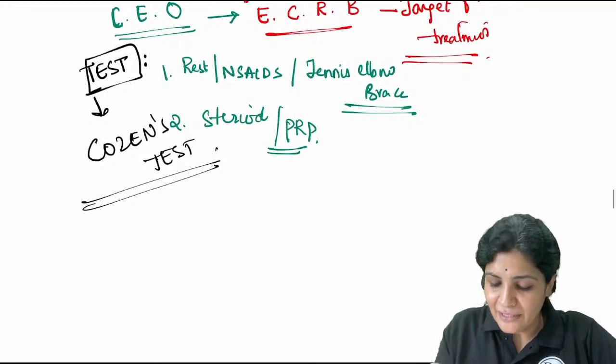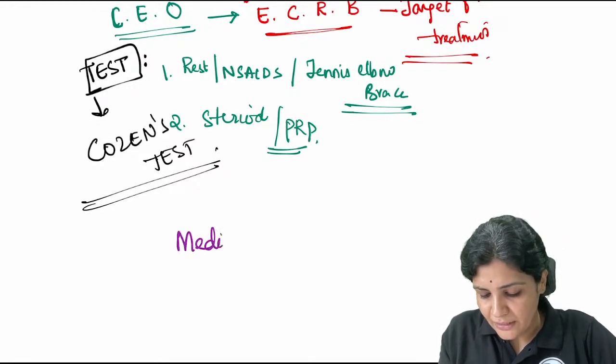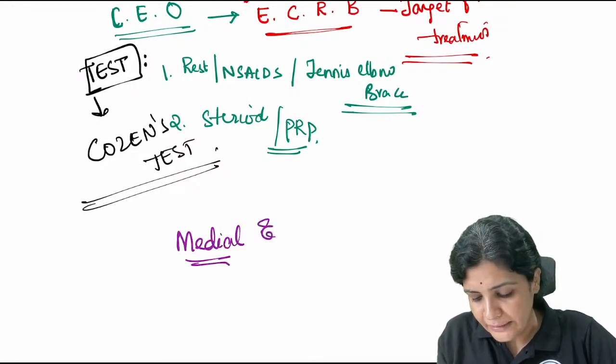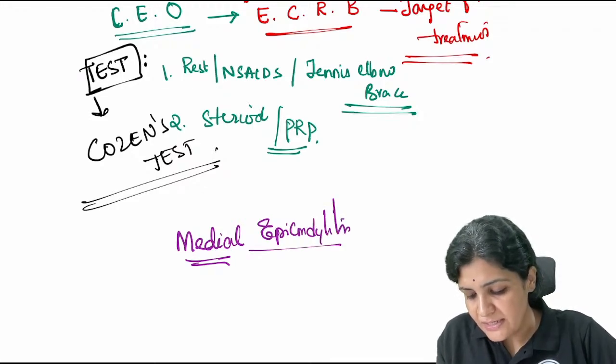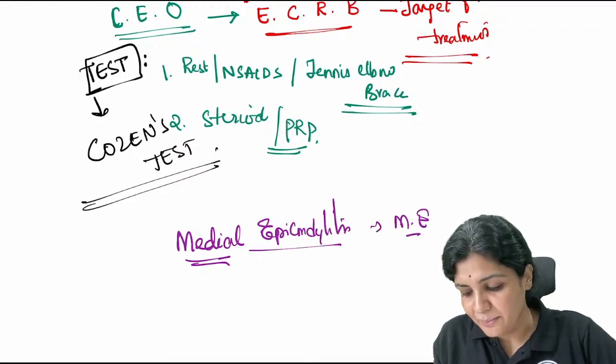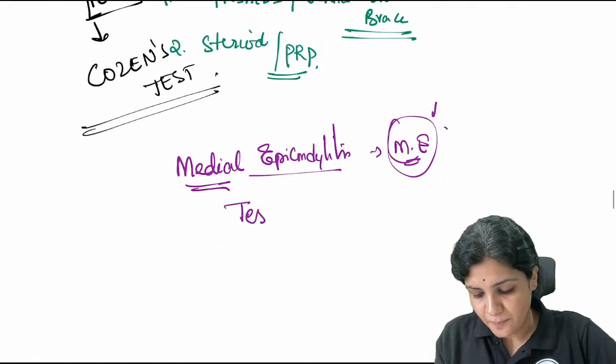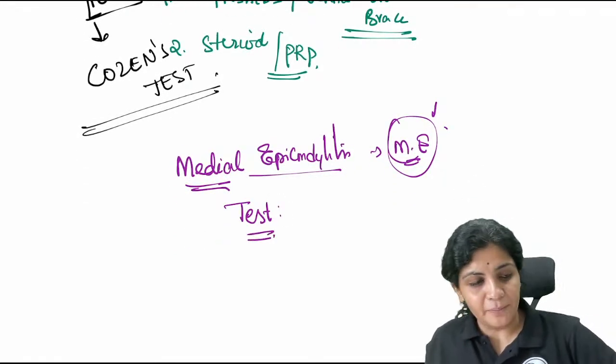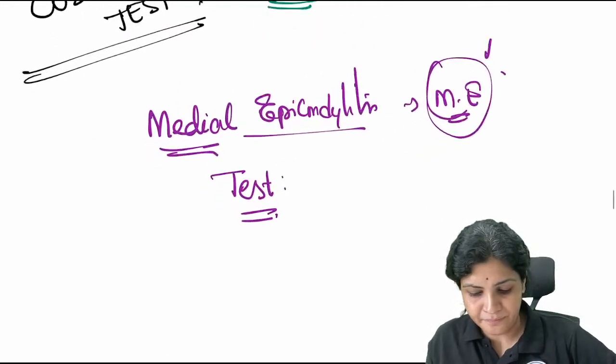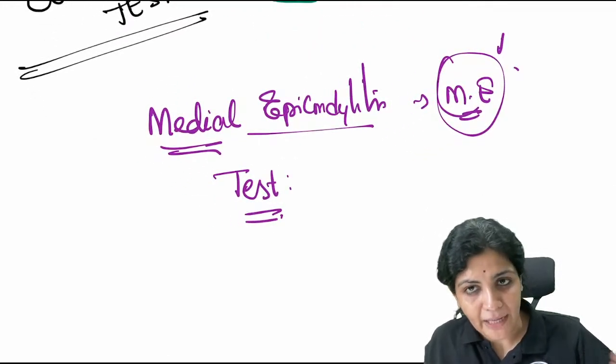And everything is same for the medial epicondylitis. So medial epicondylitis, same. So what happens in this? The medial epicondyle is at the wrist. And what is the test for this? Test for medial epicondylitis.